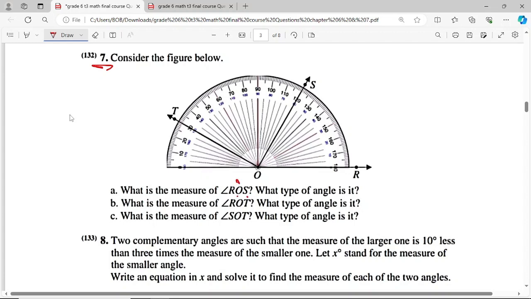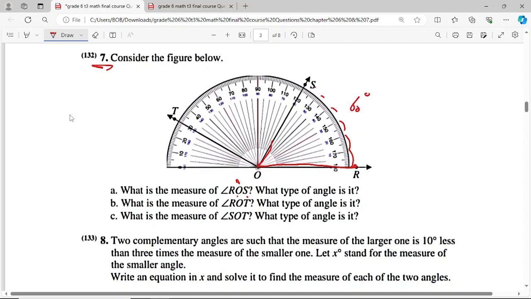So for the angle, let's take the first endpoint, which is R, then O, and S. So this is the angle. What is the measure of this angle? We'll start from here: 10, 20, 30, 40, 50, 60. So this angle measurement is 60 degrees.